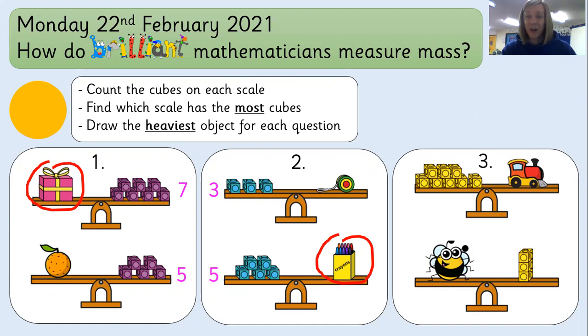And let's have a look at the final one. We've got the train and the cuddly bumblebee. Now, the train was 8 cubes. 1, 2, 3, 4, 5, 6, 7, 8 cubes heavy. And the bee was only 3 cubes. So which is the heavier object? It would have been the train. So well done if you drew the train into your book.